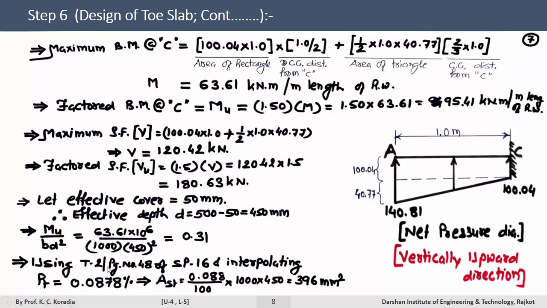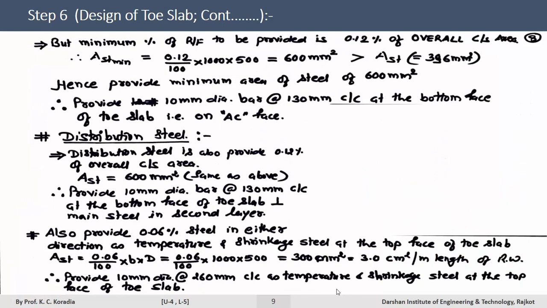Again, using Table number 2 given on page number 48 of SP16 and interpolating, percentage pt comes out to be 0.0878 percent and corresponding Ast will be equal to 396 mm square. But the minimum percentage of reinforcement to be provided is 0.12% of the overall cross-sectional area. Therefore, Ast minimum will be equal to 0.12 divided by 100 into 1000 into overall depth of 500 mm, which is equal to 600 mm square.